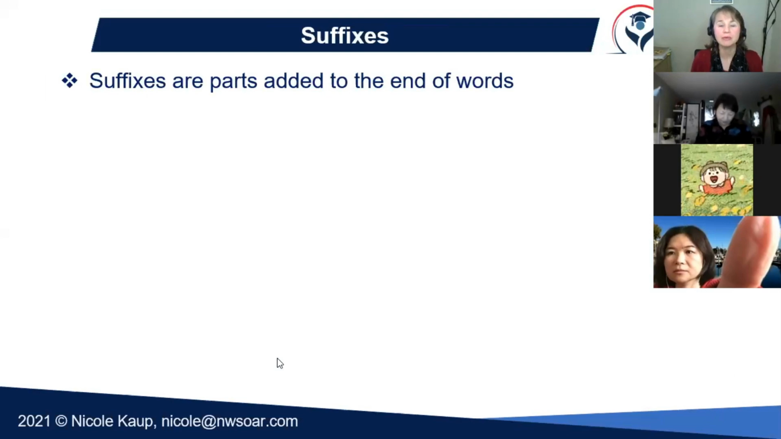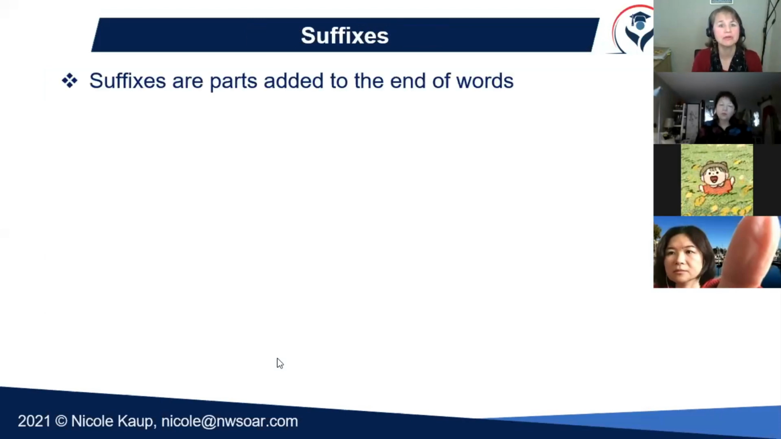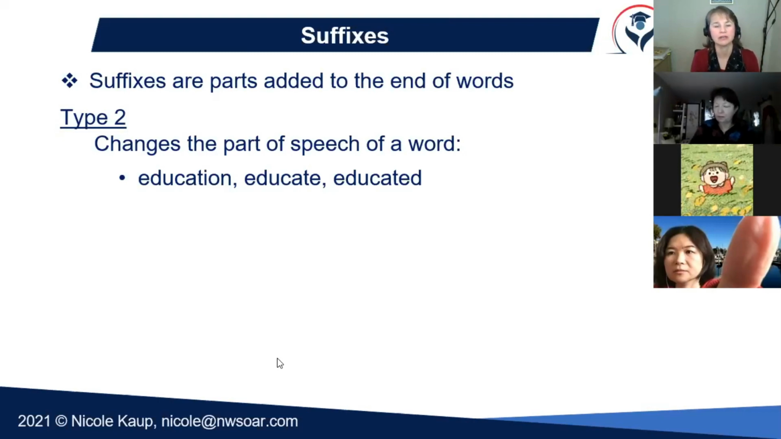All right, so that was the first type of suffix, where type 1 adds a specific meaning to a word. Type 2 of the suffixes changes the part of speech. So the words are very, very related. They're just a verb versus a noun versus an adjective. If you notice, education is a noun, it's a thing. Educate is a verb, it's an action. Educated is describing a person who's educated. So what we're doing with these types of endings is we're just changing the type of word that it is, but it has the same meaning.